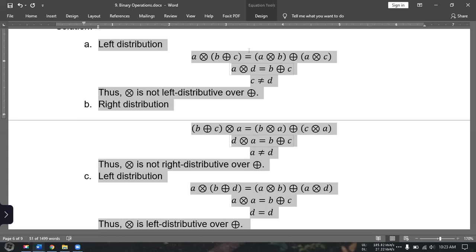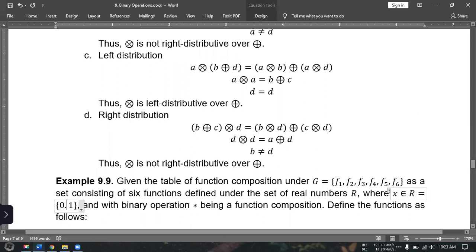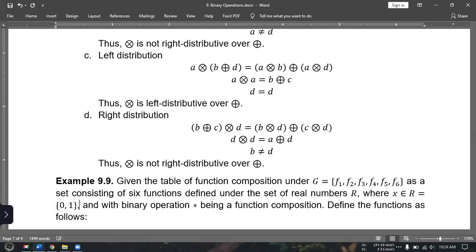Okay. S sub 6, S sub 5, F sub 5, and F sub 6. A set consisting of 6 functions defined under the set of real numbers R, where x is an element of R, not 0 and 1, with the binary operation star being the composition of functions. Take note, our binary operation here is the composition of functions. You are familiar with composite functions, right? From algebra, composition of functions.